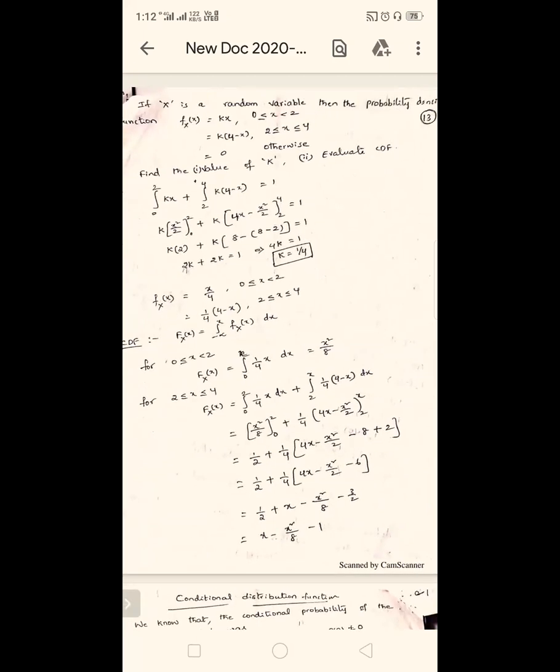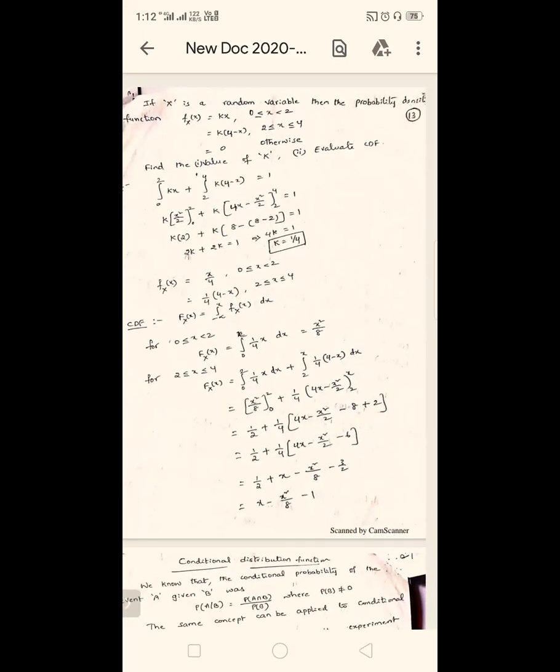Okay, all of you see the fourth problem. What is the fourth problem? If capital X is a random variable, then the probability density function small f of x is equal to k into x, where x ranges from 0 to 2. The density function value is k into 4 minus x when x ranges from 2 to 4, whereas the function value is 0 otherwise.